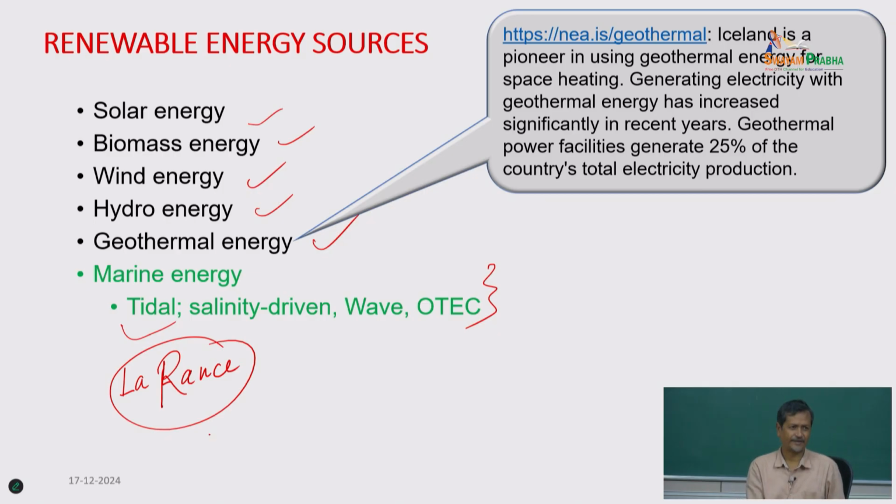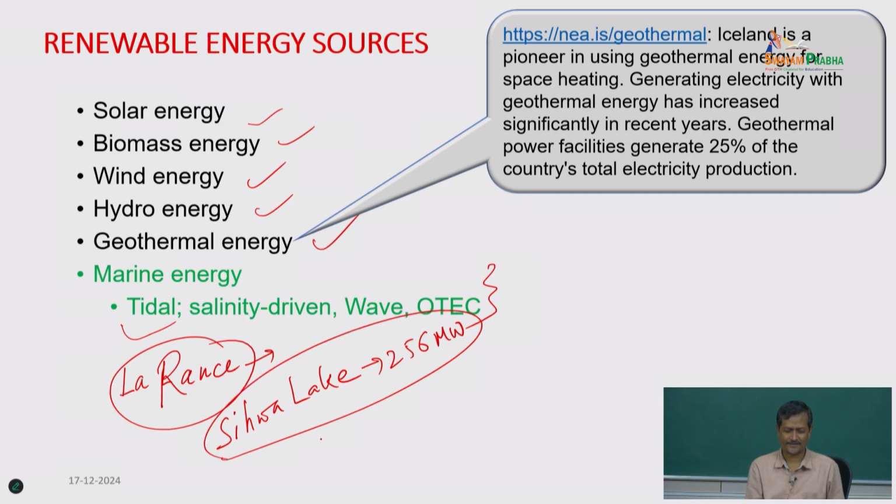South Korea has Sihwa Lake. Sihwa Lake tidal turbine system, I think it is the largest one, the South Korean one, 256 megawatt I think they developed. Okay. There will be many other smaller tidal turbine systems, these are practically done. So this French one has been running for more than I think 50 years, and the Sihwa Lake one in South Korea was installed in the last 10 to 15 years, and it is the world's largest.